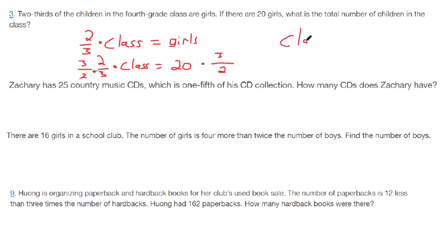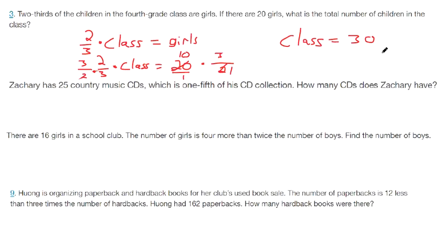So the total amount of students in the class is going to be 20 times 3/2. So you can put a 1 under here. You can cross simplify. That makes 10. That makes 1, because they're both divisible by 2. And 10 times 3 makes 30. And it's 30/1. Easier way of saying that is just writing 30. So there are 30 students in this class.